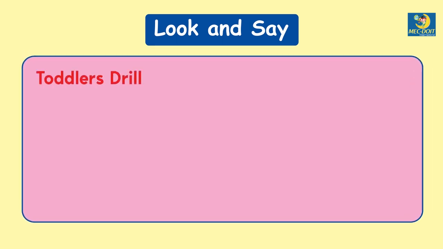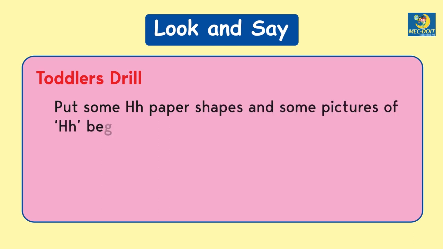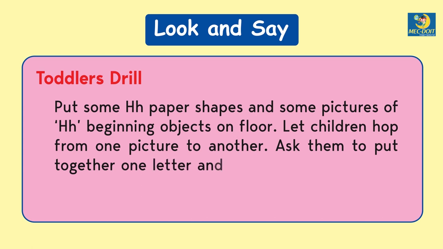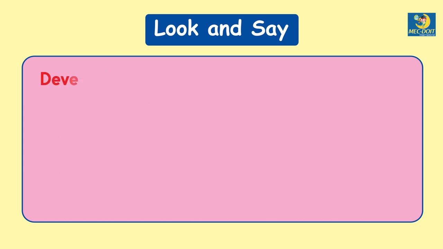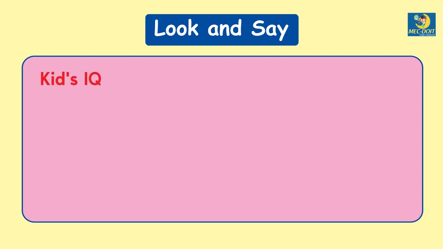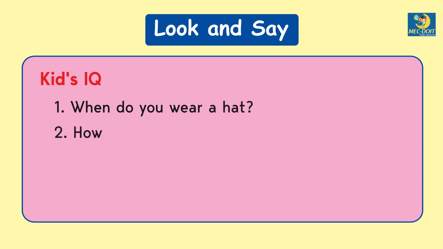Toddler's drill. Put some H paper shapes and some pictures of H beginning objects on the floor. Let children hop from one picture to another. Ask them to put together one letter and one picture. Developmental milestones. Interaction. Association. Observation. Kids IQ. Question 1. When do you wear a hat? Question 2. How does a horse make sounds?